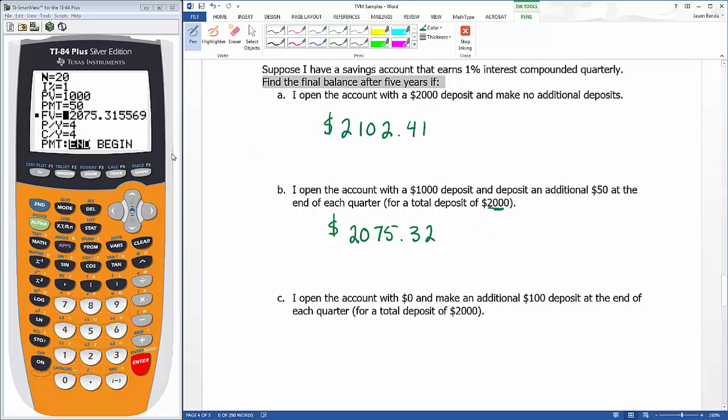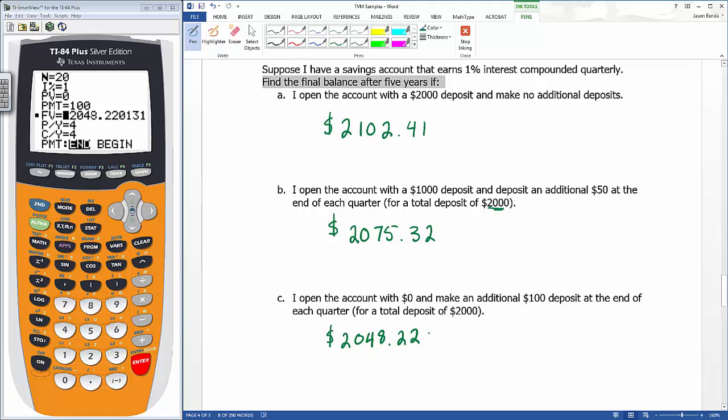Now C, I'm expecting, again, a little bit less. So for part C, it says I make no initial deposit, but I'm going to pay $100 a month. And that gets me $2,048 and 22 cents.